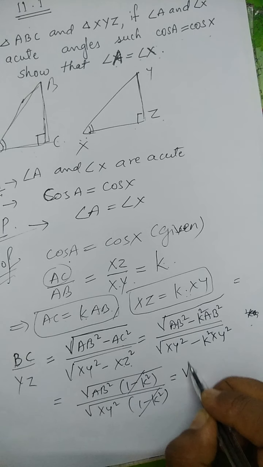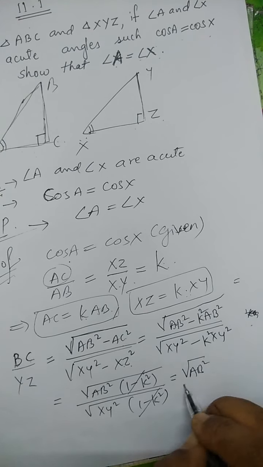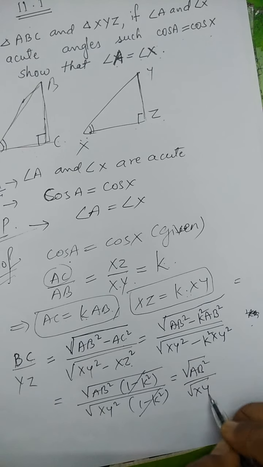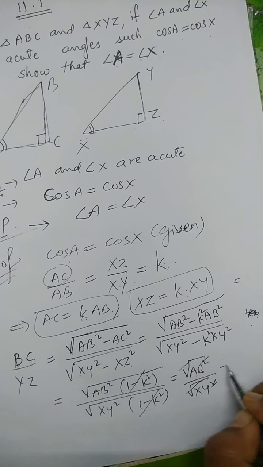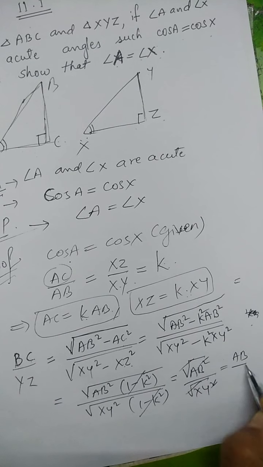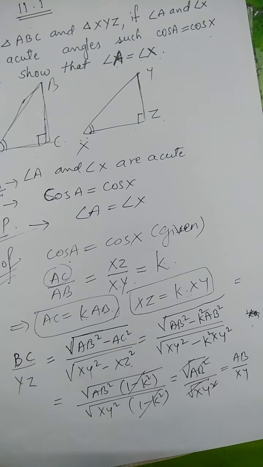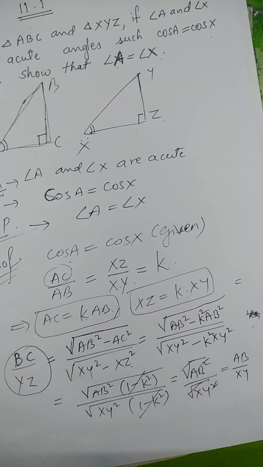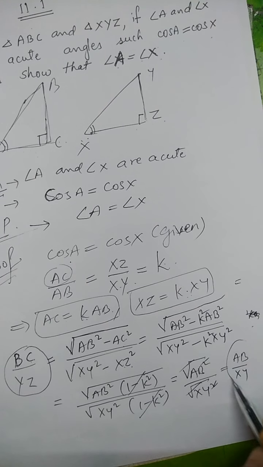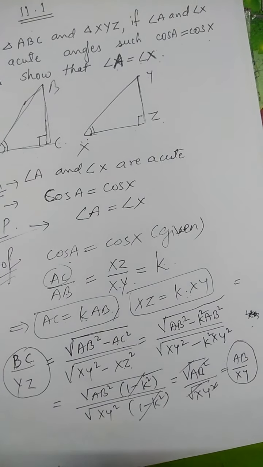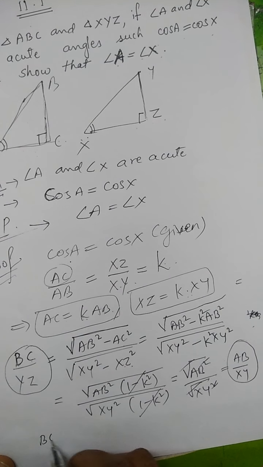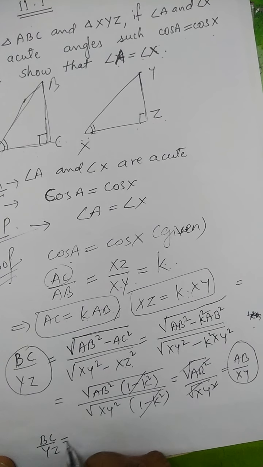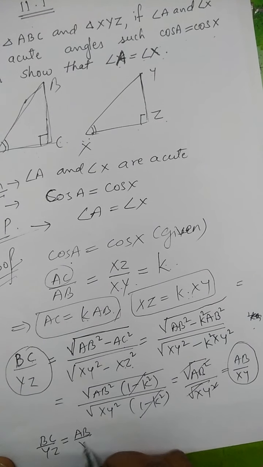You will get square root of AB square upon square root of XY square. The square root again cancels. We'll get AB upon XY. So what did we start with? We started with BC upon YZ and we have reached AB upon XY. So BC upon YZ is equal to AB upon XY.